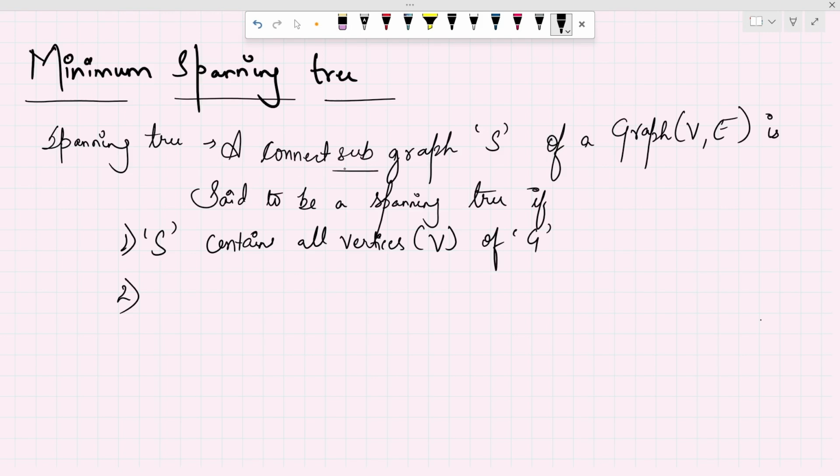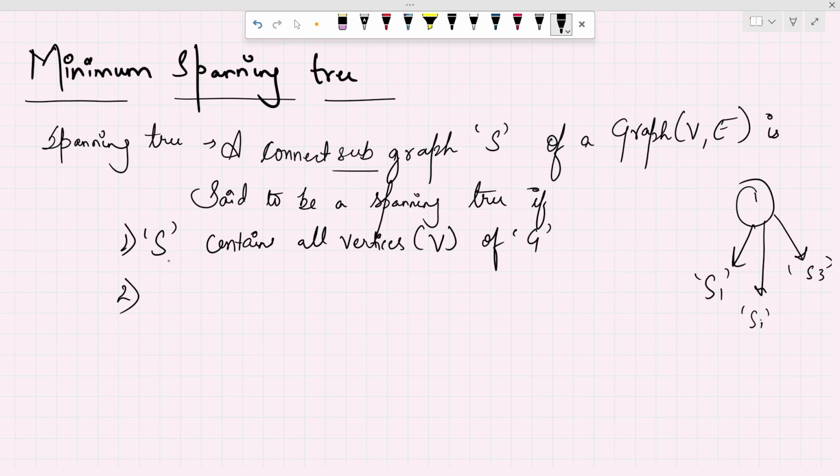Remember this thing, it's a connected subgraph, which means from one graph we can derive many spanning trees, let's say S1, S2, S3. We can derive many spanning trees from one particular graph. That's why it's called a connected subgraph. How many we can find, we will see that as well. But first of all, how can we say that this graph is a spanning tree?